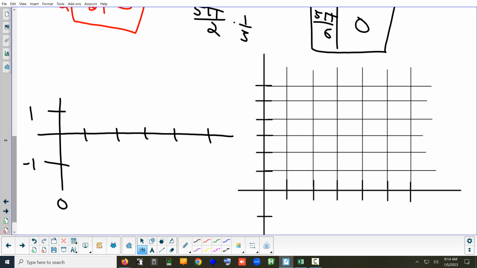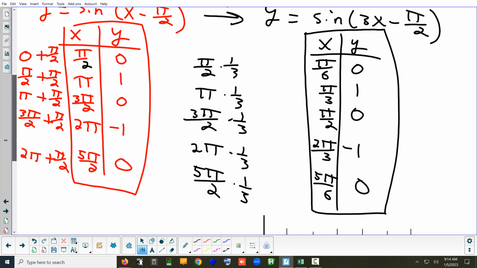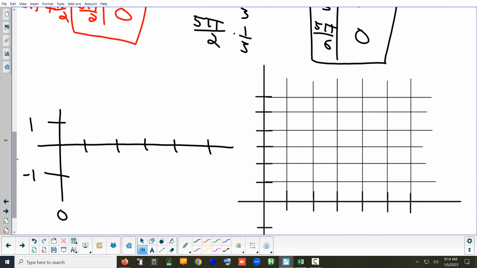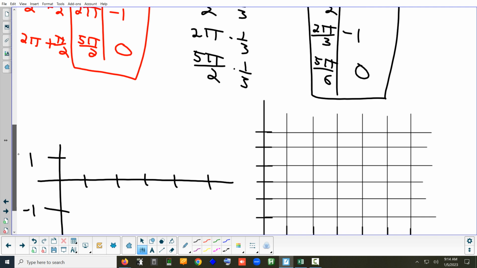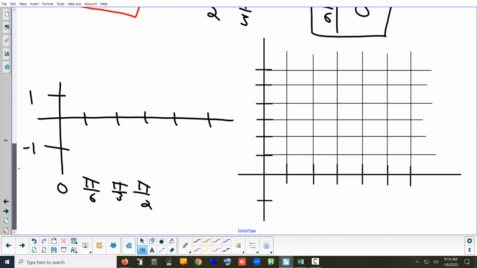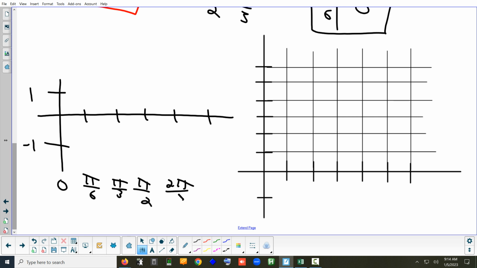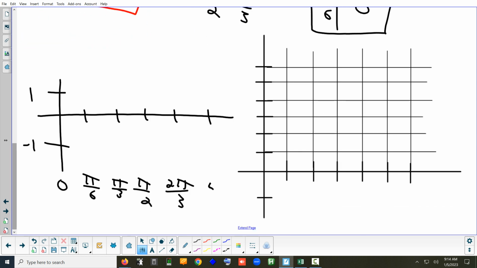This will be 0. This will be pi over 6, pi over 3, pi over 2, 2 pi over 3, and 5 pi over 6.